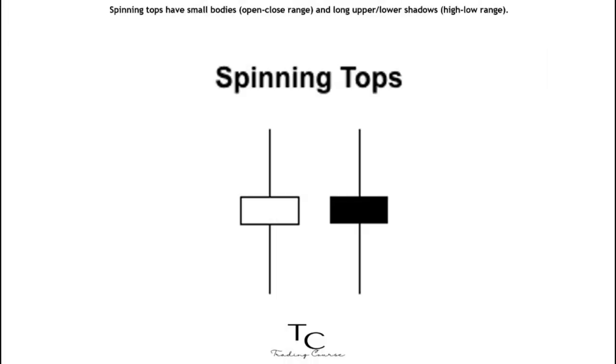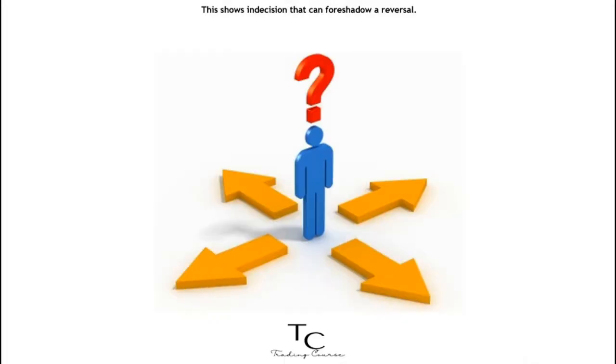Spinning tops have small bodies (open-close range) and long upper and lower shadows (high-low range). Despite a lot of movement from high to low, prices finish near their opening point for little change. This shows indecision that can foreshadow a reversal.